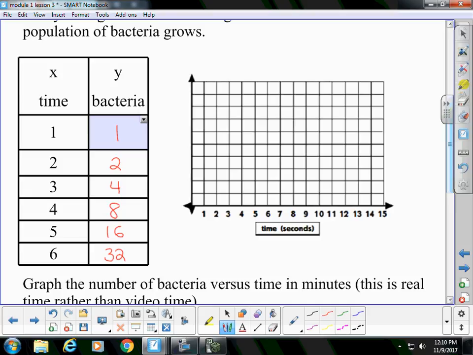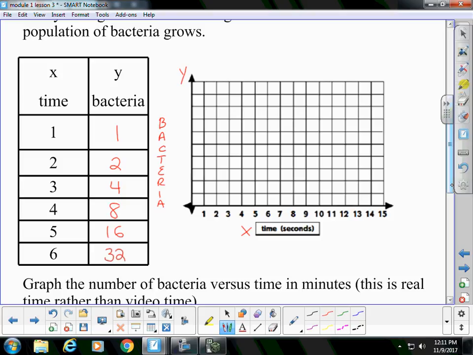And then we're going to graph the number of bacteria. So my x-axis is my seconds. This is my x-axis here. My y-axis is going to be my bacteria. And I got to go up to 32.